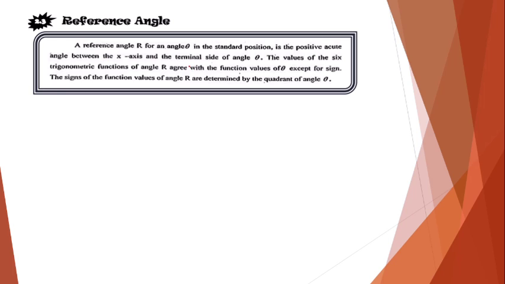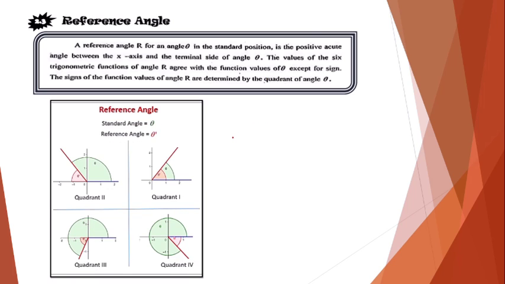So, the reference angle r for an angle theta in the standard position is the positive acute angle between the x-axis and the terminal side of angle theta. The values of the 6 trigonometric functions of angle r agree with the function values of theta except for sign. The signs of the function values of angle r are determined by the quadrant of angle theta. So, this is your reference angle. So, ngayon, paano po natin makuha yung reference angle? So, yung standard angle nyo, that is the angle in standard position.